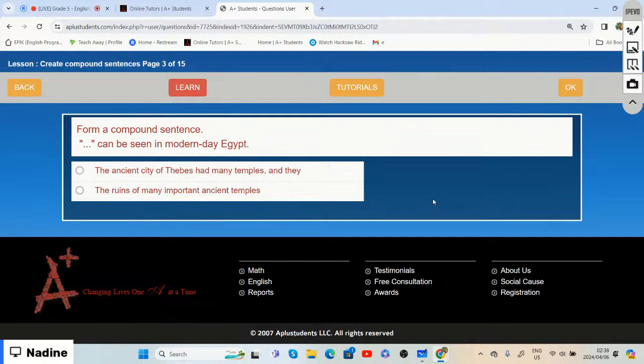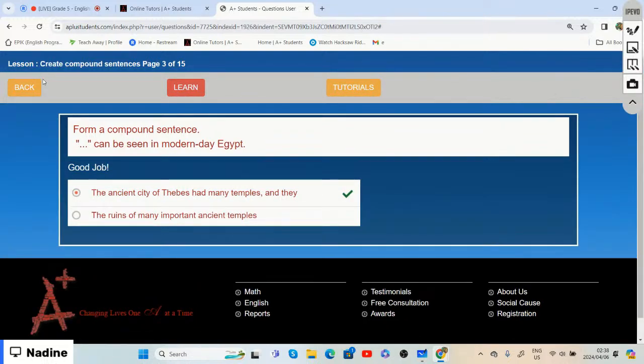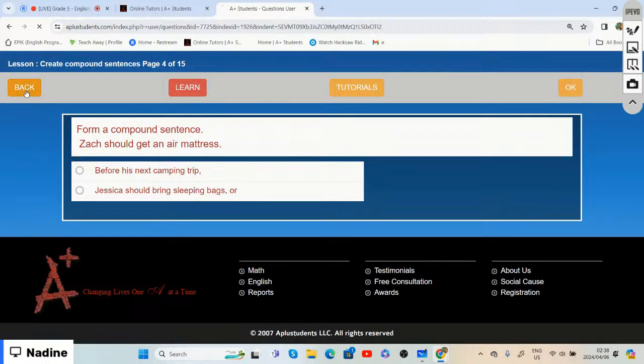All right, then if we choose the correct one, we will choose the first one, which is "The ancient city of Thebes had many temples, and they can be seen in modern day Egypt." All right, so well done, well done.